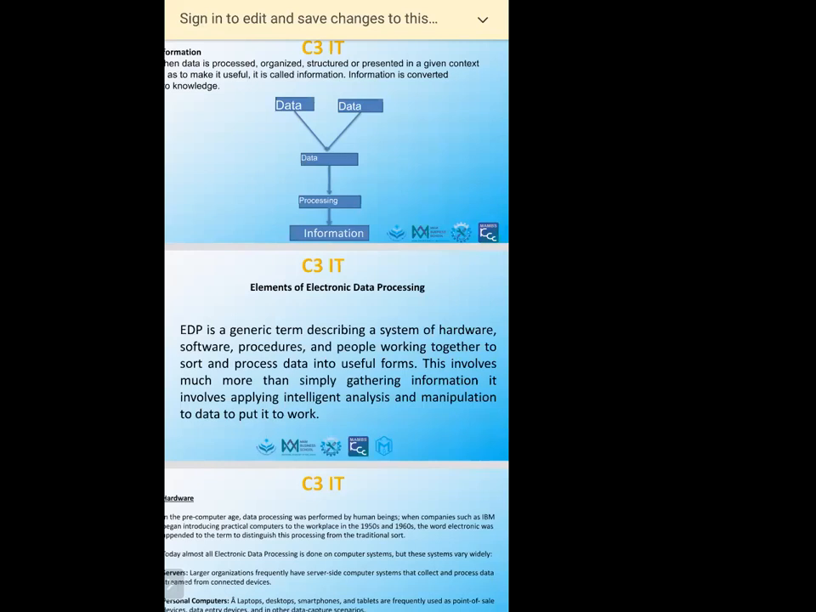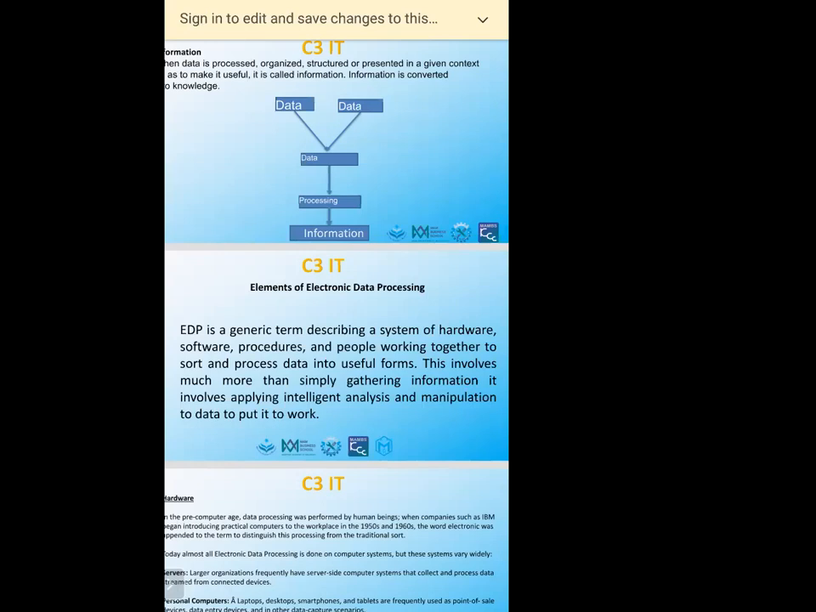You are working in EDP under the concern, and you will also have the EDP manager. So all the people are there together to sort and process the data into useful forms. This involves much more than simply gathering the information. It involves applying intelligent analysis and manipulating the data to put it into what is meaningful.